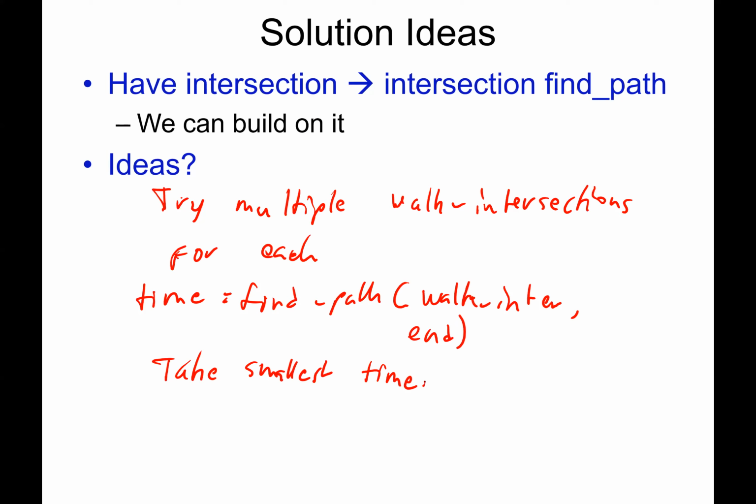So yeah, we could invoke our driving path function multiple times from various starting points, like walk intersections that we could walk to. And you're right, a good heuristic could be to look at the walking intersections that are in the right direction and that are not too far away. So those are good ideas.